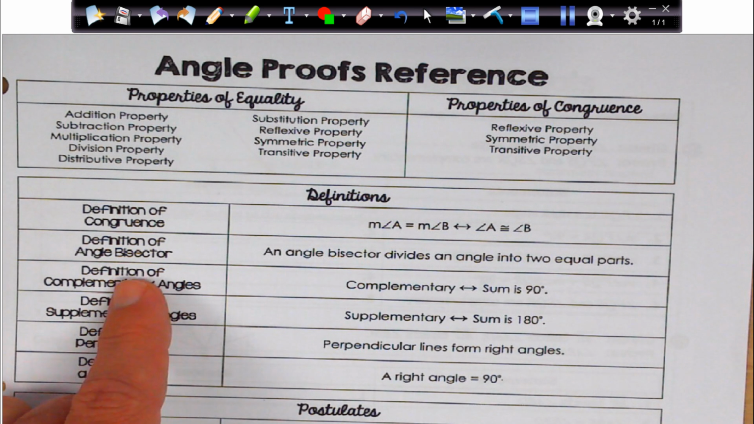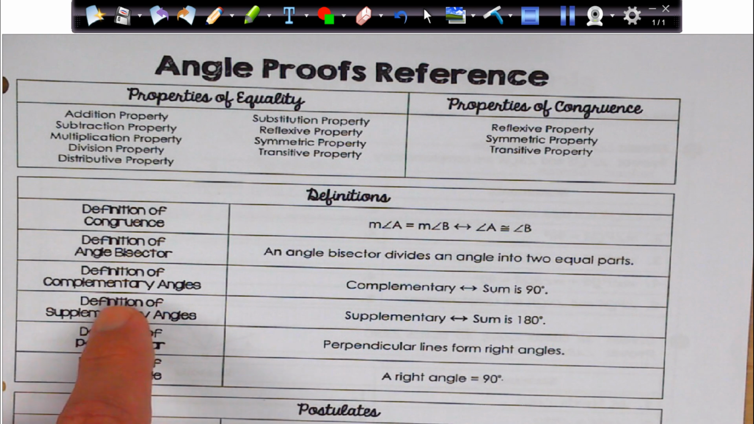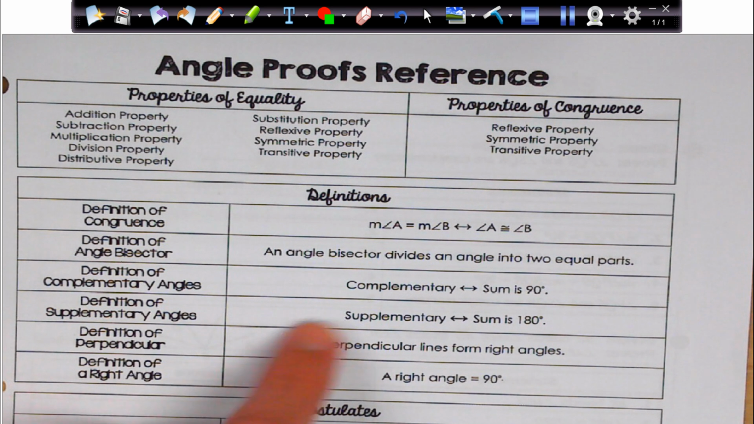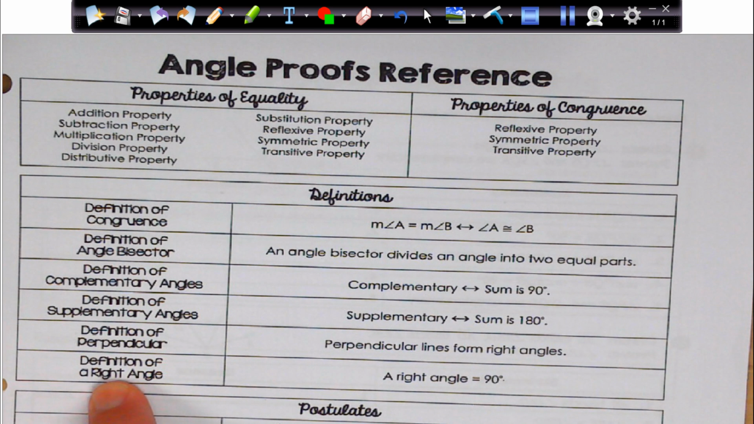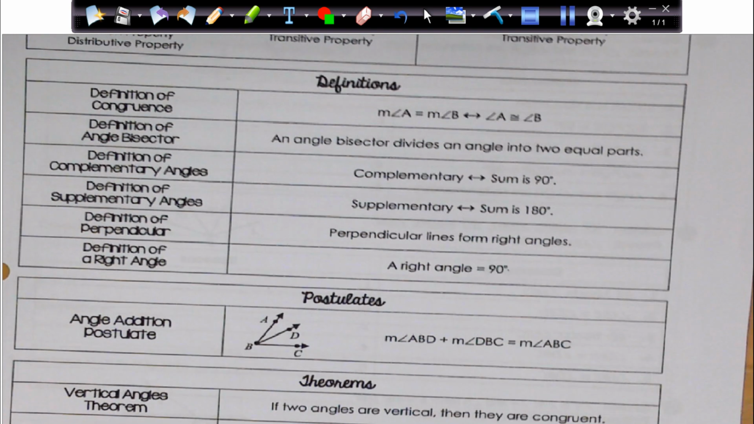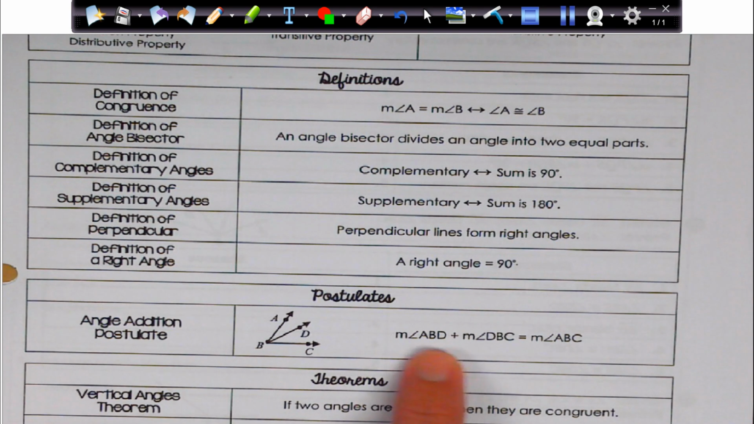We've talked about angle bisectors before. An angle bisector divides an angle into equal parts. Complementary at 90, supplementary 180, definition of perpendicular creates right angles, definition of right angle creates a 90. So again, we're just throwing a lot of this vocab that we've already talked about. Angle addition postulate, right? This plus this equals the bigger angle. And then we get to some theorems.